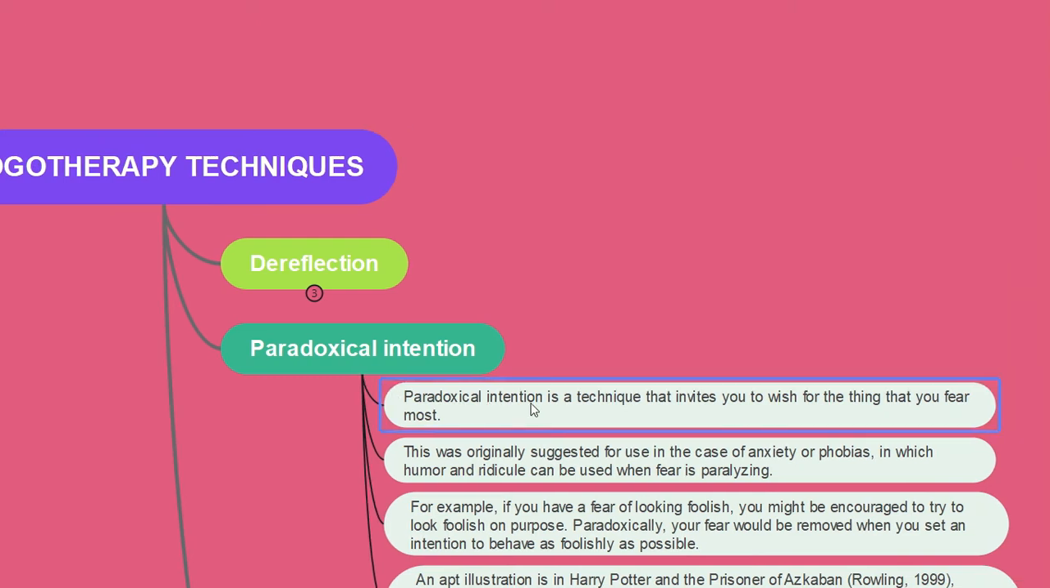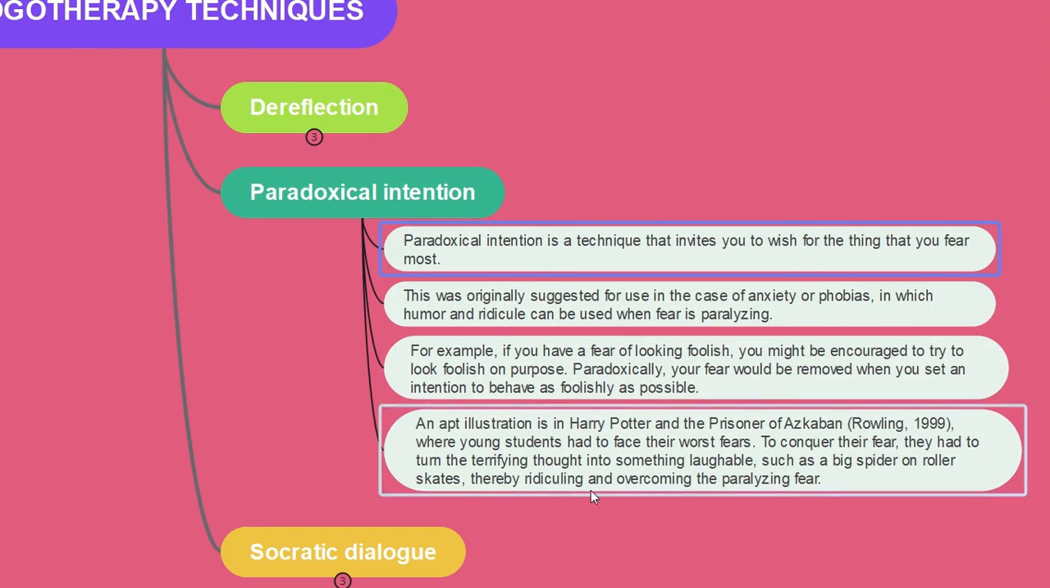Paradoxical intention. What is this paradoxical intention? Paradoxical intention is the second technique in logotherapy that invites you to wish for the thing that you fear most. It will talk about the things that you are fearing the most. This was originally suggested for use in the case of anxiety or phobias. Not only for anxieties but also to overcome phobias.